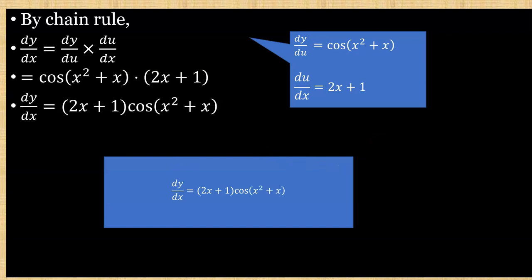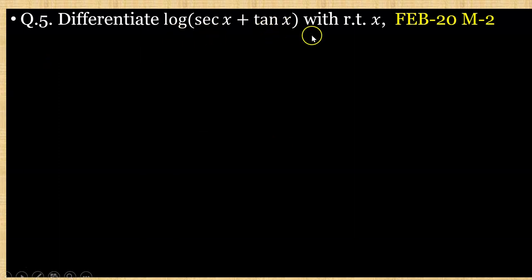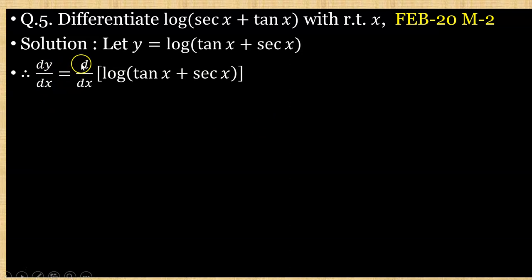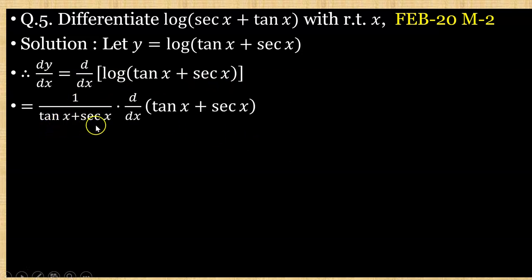Okay, now the next example. Question number 5. Differentiate log of sec x plus tan x with respect to x. This example is also from March to February 20. Solution. Let y is equal to log of tan x plus sec x, and therefore its derivative dy by dx is equal to d/dx of log of tan x plus sec x, that is 1 upon tan x plus sec x, since the derivative of log x is 1 upon x.